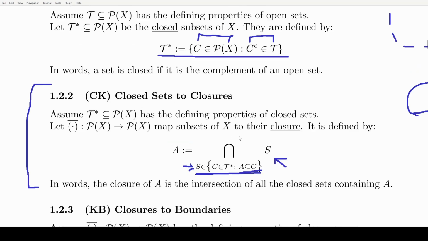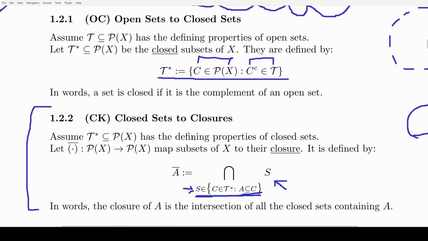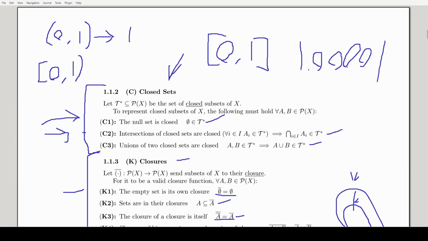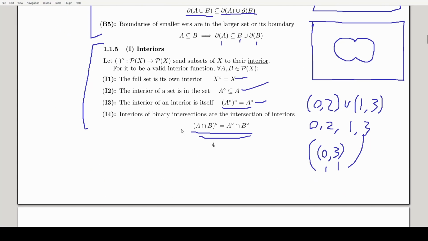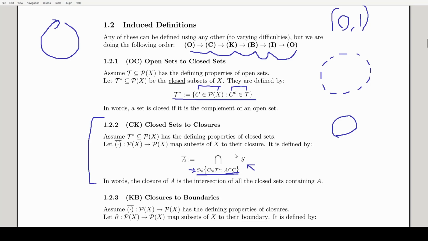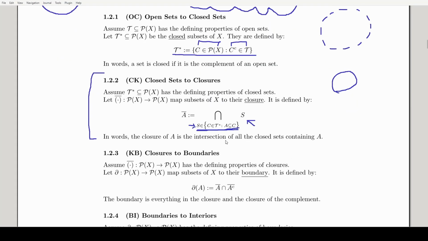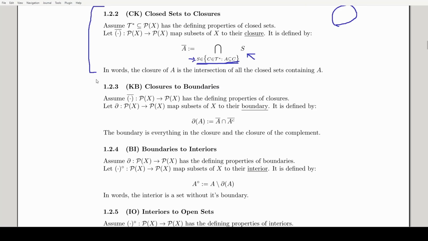And then lastly, it's closed because it is an intersection of closed sets. We assumed in the defining properties of closed sets that intersections of closed sets are closed. So since it's an intersection of closed sets, it's closed. It is the smallest closed set containing A. Okay. So here is the boundary.